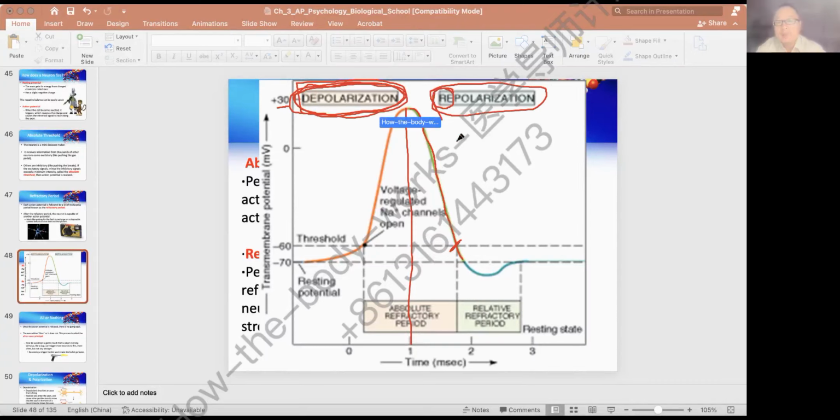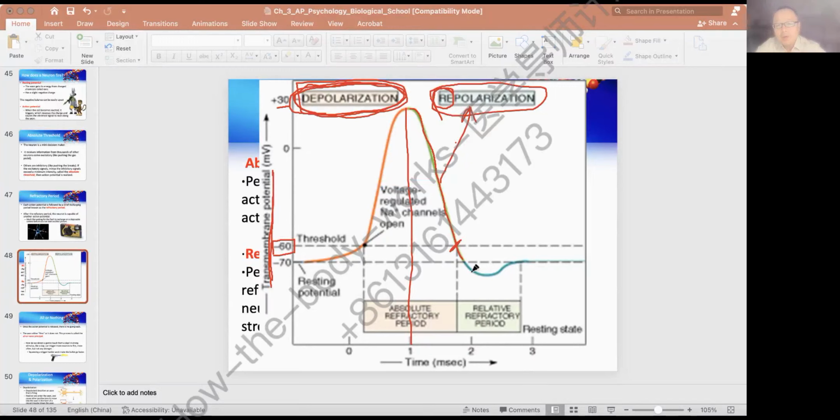After this process finishes, the polarity of the cell, the transmembrane potential, will go back to the original situation, which is minus 60 MV. So this process is called repolarization.